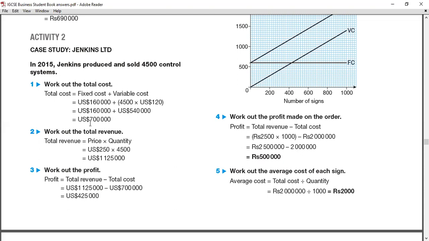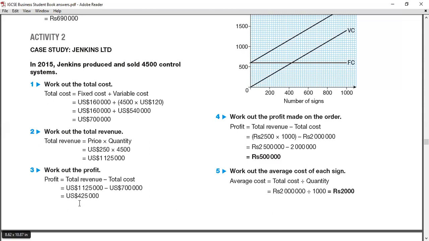So 700,000 US. Total revenue is price into quantity. Look at the formula. Price $250, quantity 4,500. So they are able to collect from sales 1,125,000, right? 1,125,000 US dollars. Now the profit calculation. Profit equals total revenue minus total cost. Now total revenue is 1.125 million. Total cost here is 700,000. The difference is 425,000 US dollars.